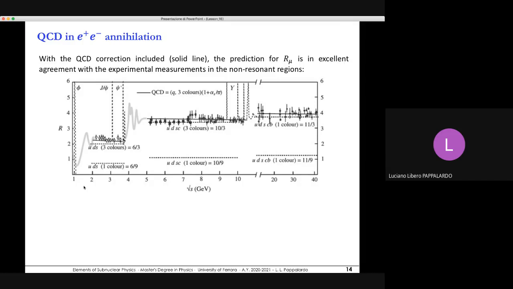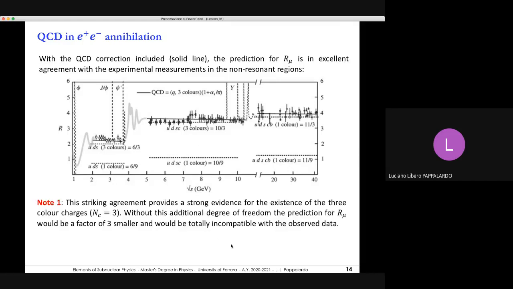Then suppose that instead of 3 colors, only 1 color charge was possible, or essentially there were no color degrees of freedom. Then the expectation would be a factor of 3 less. So one would expect the data to stay here, here, and here, which is of course in total disagreement with what is observed in nature. So this striking agreement provides very strong evidence for the existence of 3 color charges.